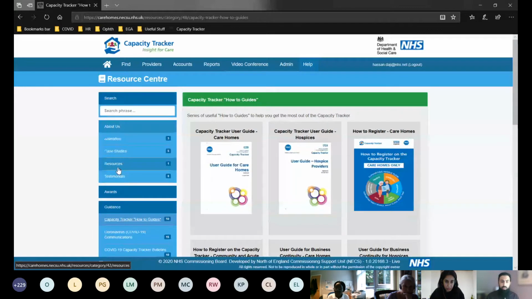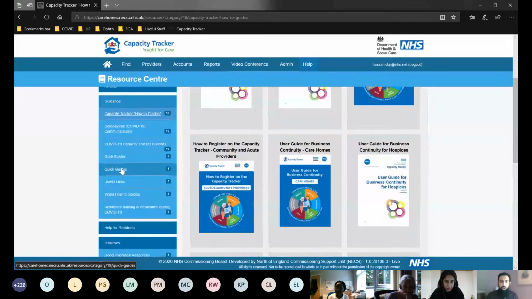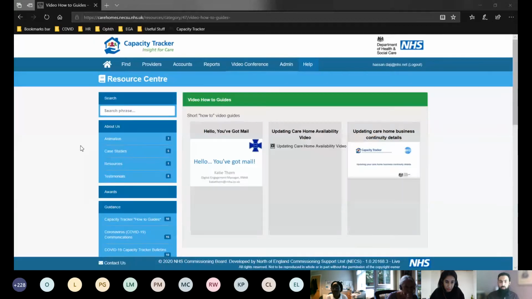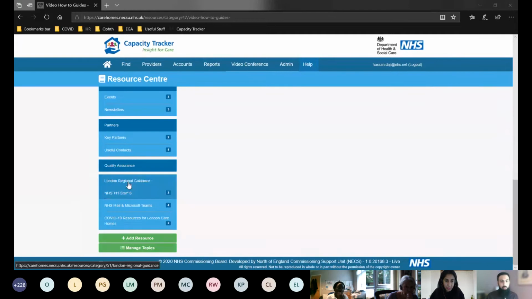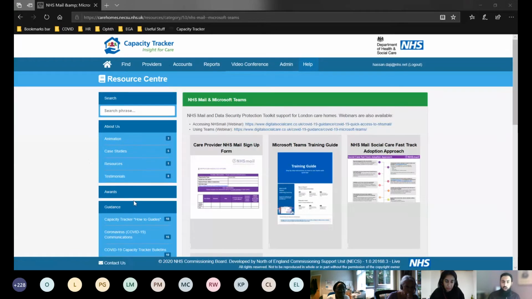Going forward, there are some video guides that are being included, which will be quite helpful as well. And for London, which I can't see at the moment on here, oh, here we go, there's London regional guidance as well if you scroll down to the bottom. As we move forward, there is going to be more and more information for London regions, for specific information that you might need. Thanks, that's everything, Sanjit.